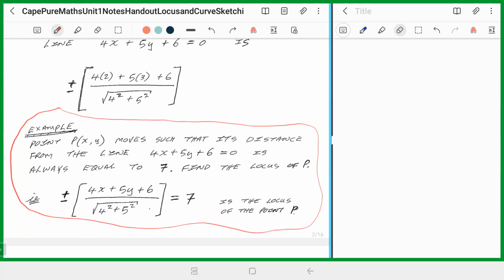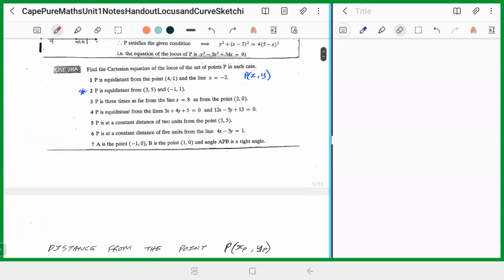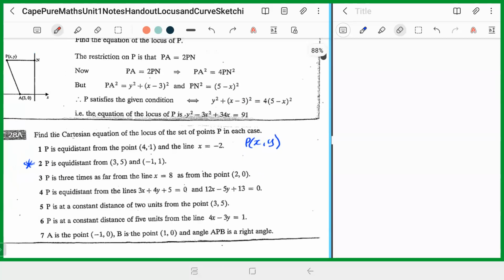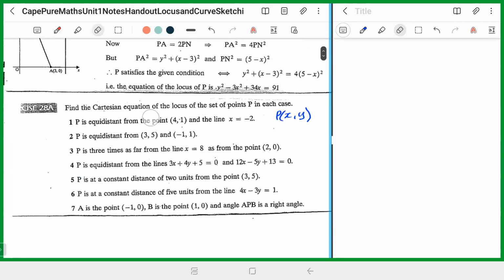All right, so I could continue with the question that we're on. So this was number 2 a while ago. Let's jump on to number 3 now. Number 3, which is here.